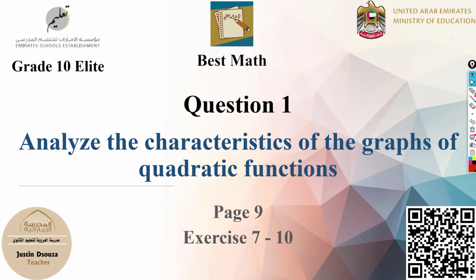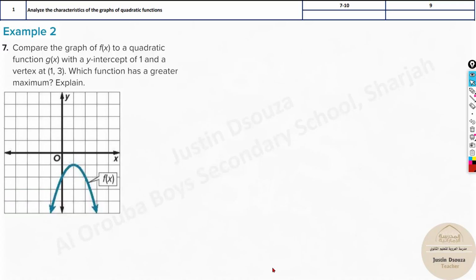So we will look into question number 1, that is to analyze the characteristics of graphs of quadratic functions. Here we have been given one graph and we have been told to compare it with another graph whose details have been given. Let's look at the details. They have told us the y-intercept is 1 and the vertex is at (1, 3). Now I will just plot it in the same coordinate plane because the coordinate plane is already there. Now the y-intercept is 1. So where is 1? Over here is the y-intercept.